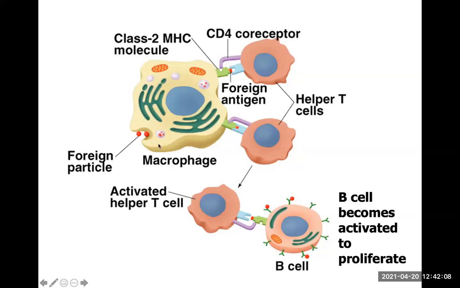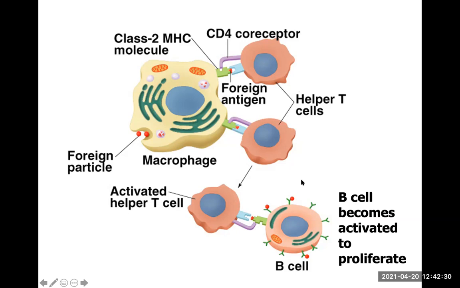So here you have a macrophage. The macrophage has come into contact with a foreign particle and it's ingested it. It ID'd it as an antigen. And so then it did its job to display that antigen on its self tag. That tag is MHC class 2 because this is a white blood cell.